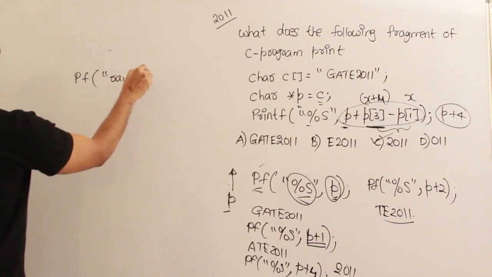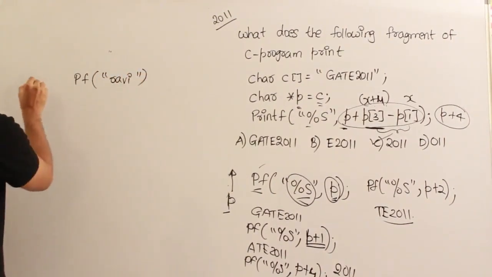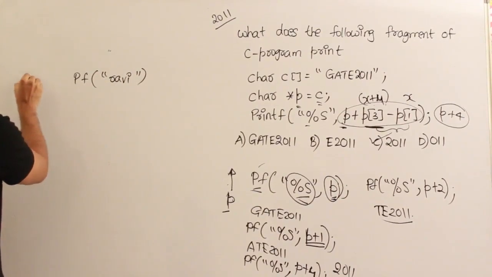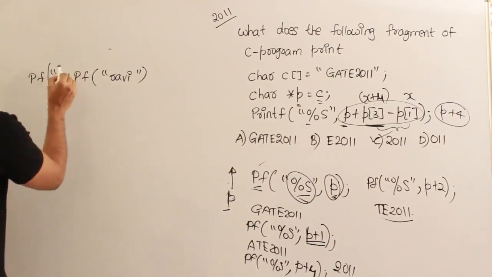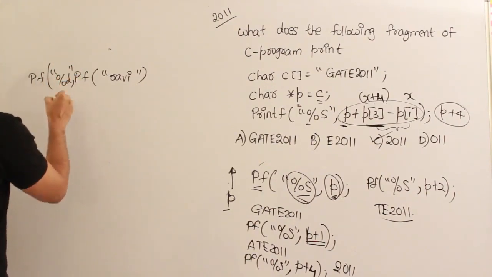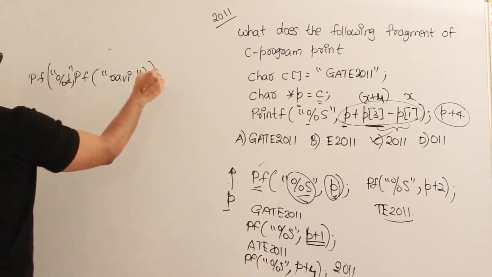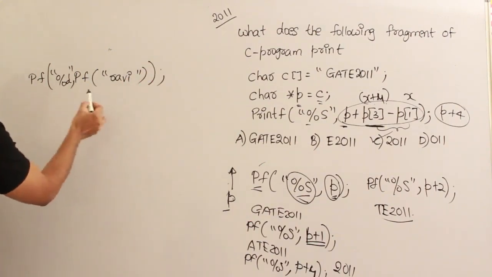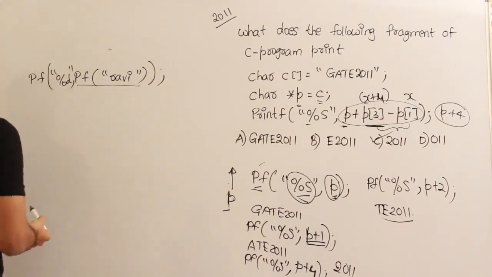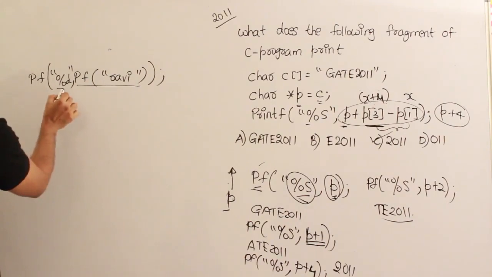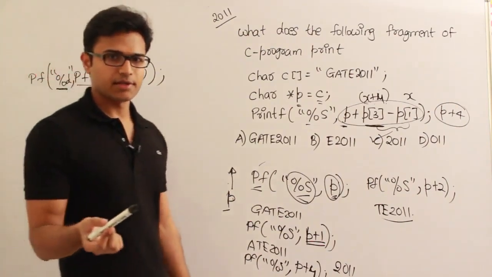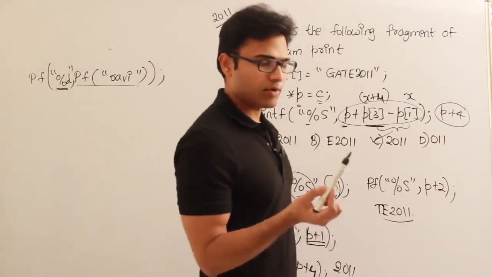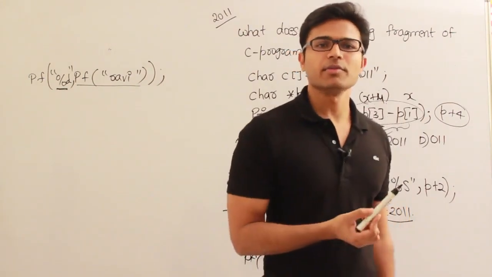printf Ravi, printf percentile d, okay, which means we are having two printfs. One printf is asking us to print this string, and the second printf is asking us to print what is written by this printf. So printf is going to return, as an integer, the number of characters that are being printed.